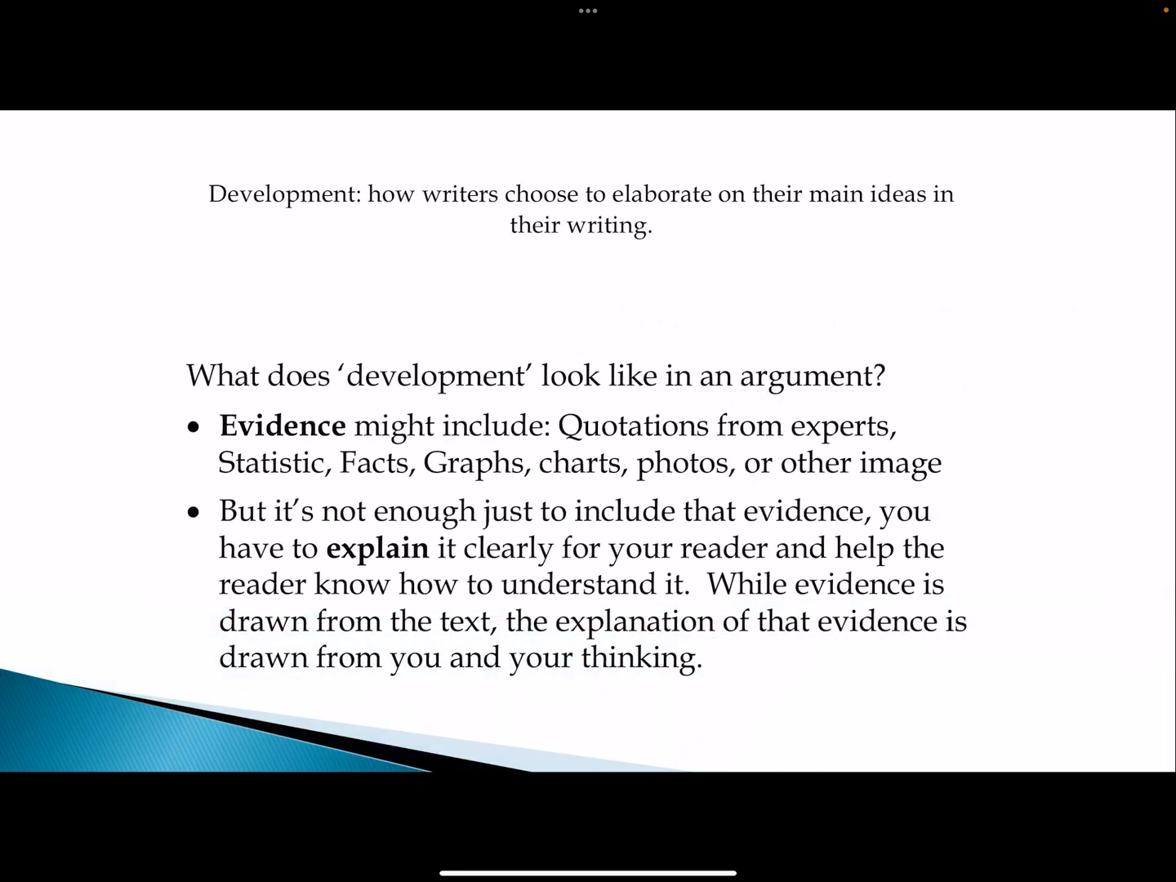As this slide addresses, development does include evidence in its various forms, but it also goes beyond the evidence to explanation, which expands past the evidence and into the writer's argument, not just by repeating the argument of the source being quoted. So let's look at an example.